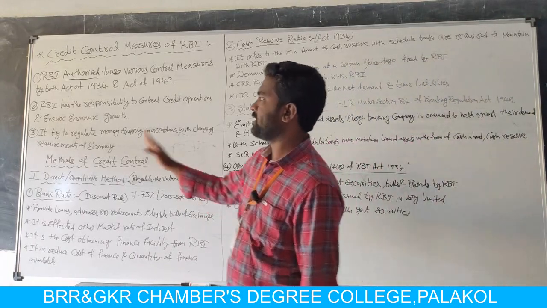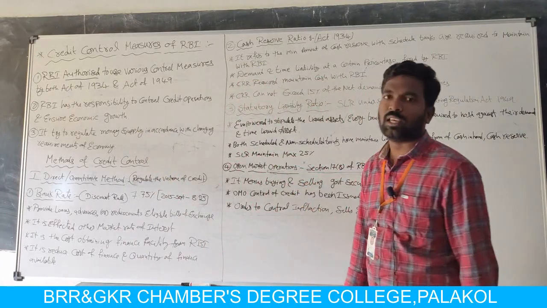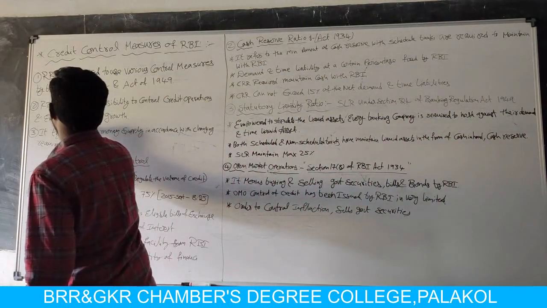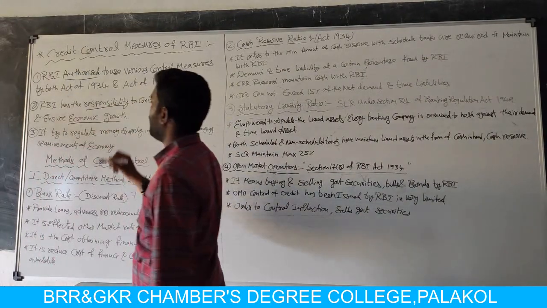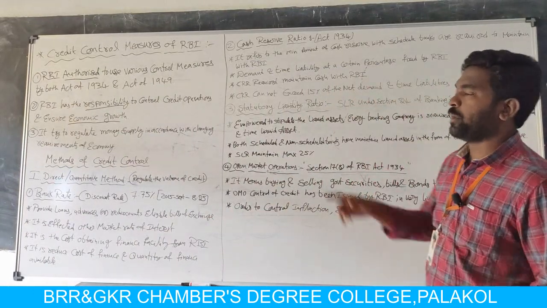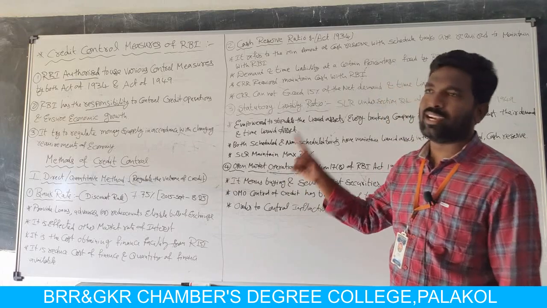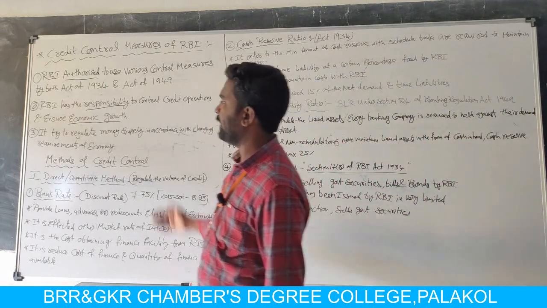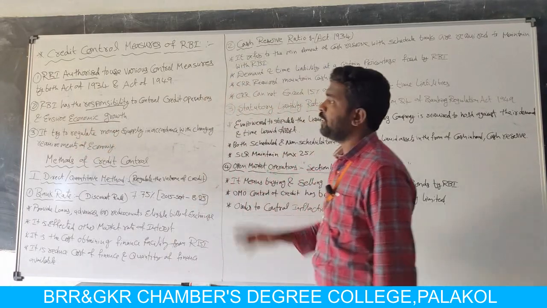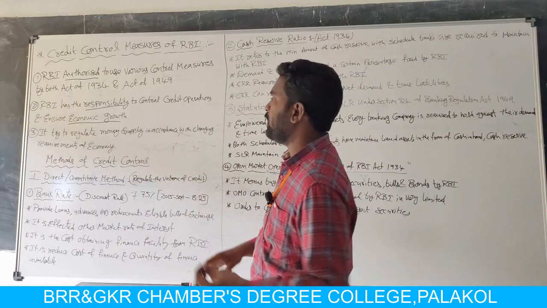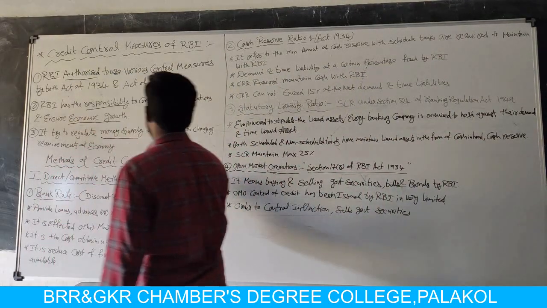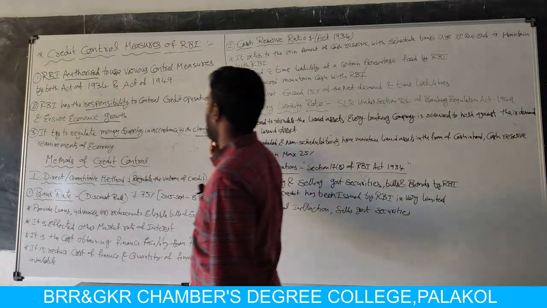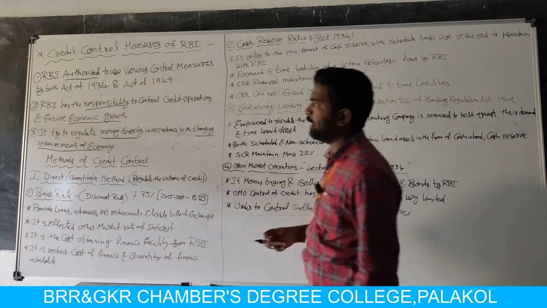That is the first thing. Then the second one: RBI has the responsibility of credit control operations and ensuring economic growth. These are key points. Okay, this is the second key point. Then the third one: RBI tries to regulate money supply in accordance with the changing requirements of the economy. This is the third one.